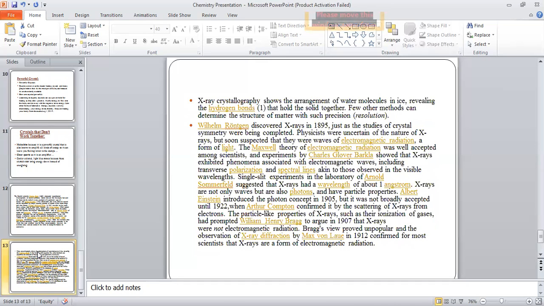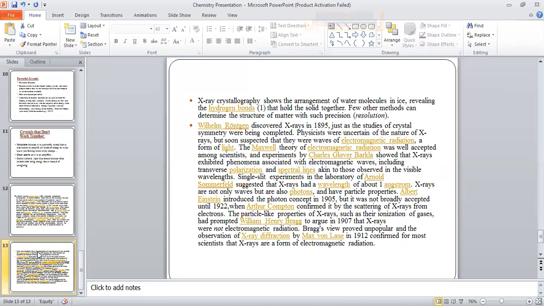What is the arrangement in X-ray crystallography? This is also very important in this topic. X-ray crystallography shows the arrangement of water molecules in ice, revealing the hydrogen bonds that hold the solid together. Few other methods can determine the structure of matter with such precision. This is the resolution which is discussed above.